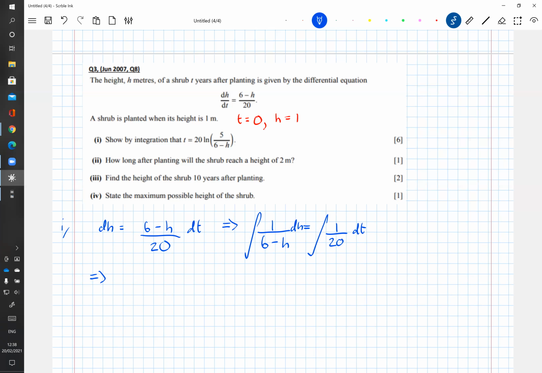So if we now integrate, ln mod 6 minus h equals 1/20th t plus c. Now the schoolboy error that I've made in this one, that in an exam, quite often they'll try and catch you out with, what's the mistake? That's quite difficult to spot unless you've made it before and been picked up on it. What's the mistake I've made here? Feel free to type it in the chat.